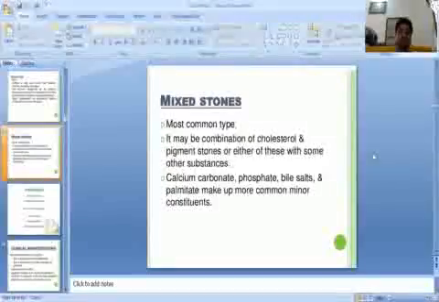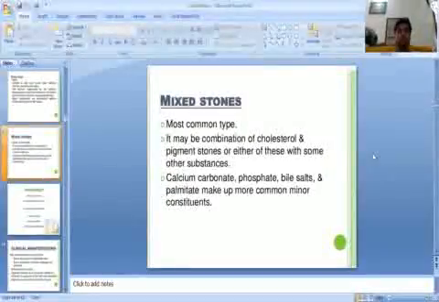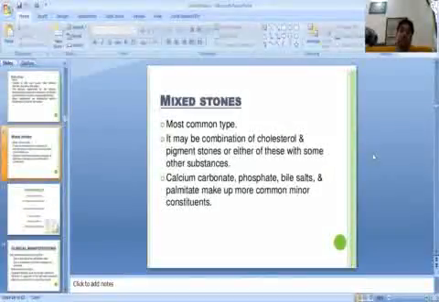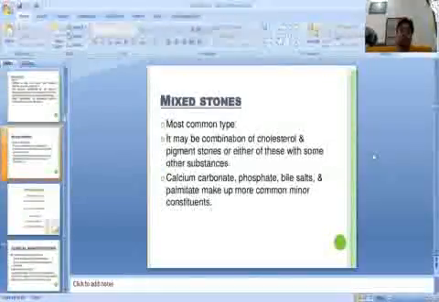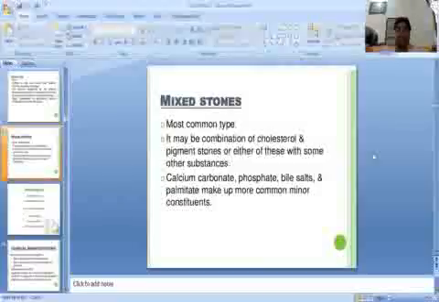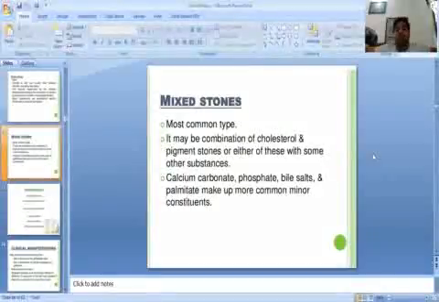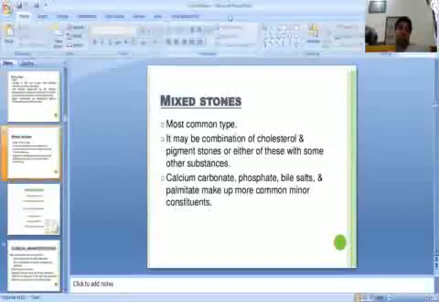Mixed stones are the most common type. They may be a combination of cholesterol and pigment stones, or either of these with some other substance. Calcium carbonate, phosphate, bile salts, and palmitate make up the more common minor constituents. Okay, students, this is all about the types of cholelithiasis and the definition of cholelithiasis.